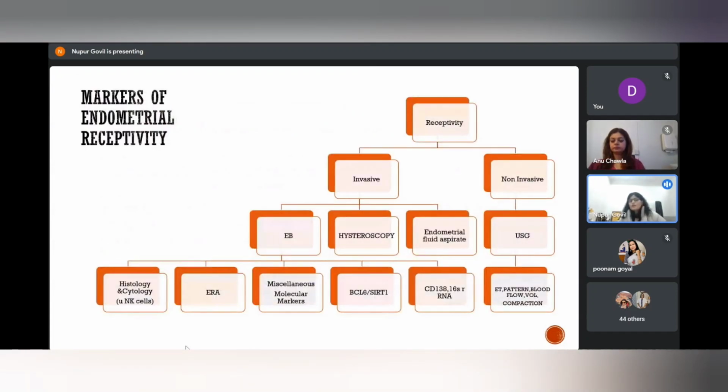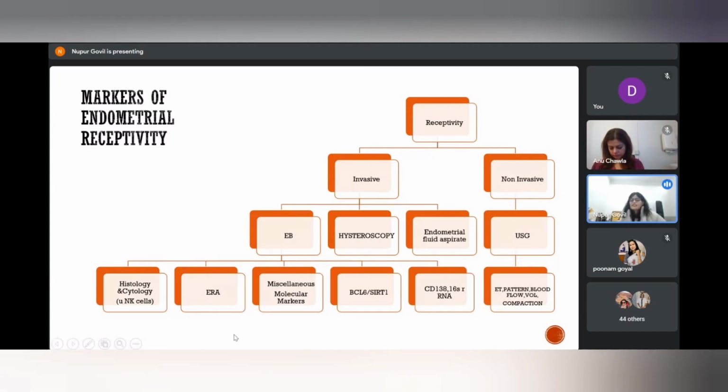So if we talk about the markers of endometrial receptivity, I have broadly classified them into invasive tests and non-invasive tests. Non-invasive is the most commonly used, that is ultrasound, where we check for endometrial thickness, pattern, blood flow, volume, and then a recent concept of compaction has come. And for invasive markers, we can go for endometrial biopsy, hysteroscopy, and endometrial fluid aspirate can also be done.